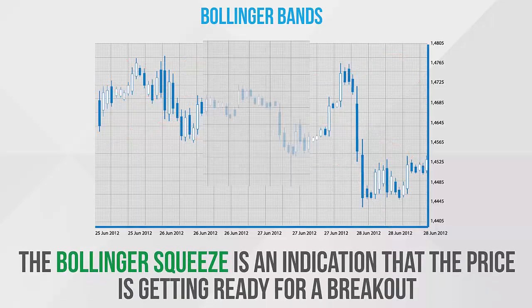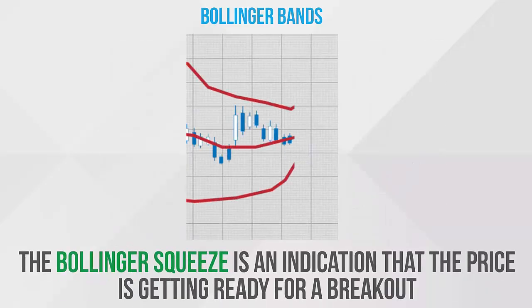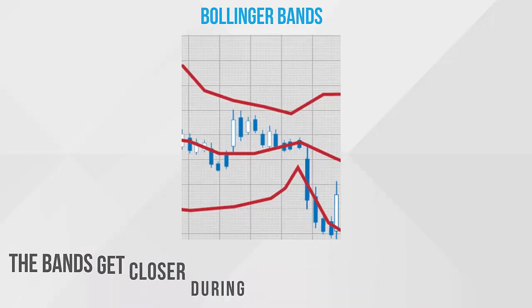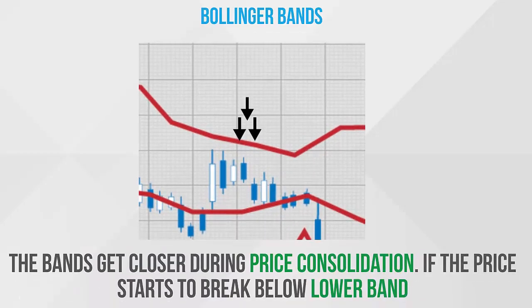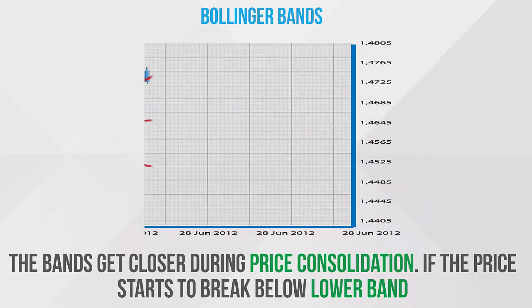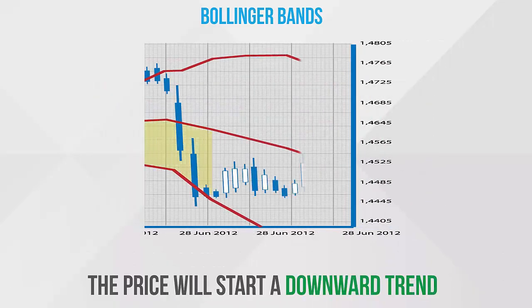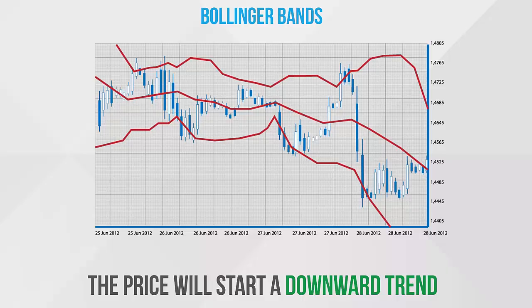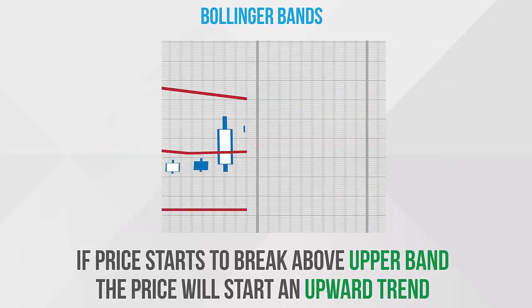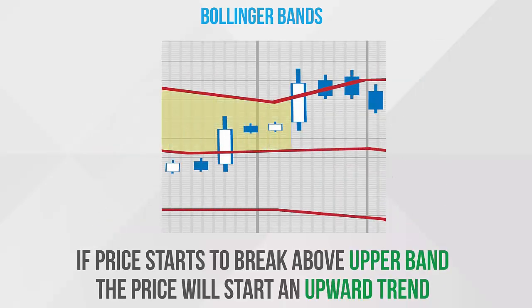The Bollinger Squeeze is an indication that the price is getting ready for a breakout. The bands get closer together during price consolidation, and if the price starts to break out below the lower band, the price will start a downward trend. If the price starts to break out above the upper band, then the price will start an upward trend.